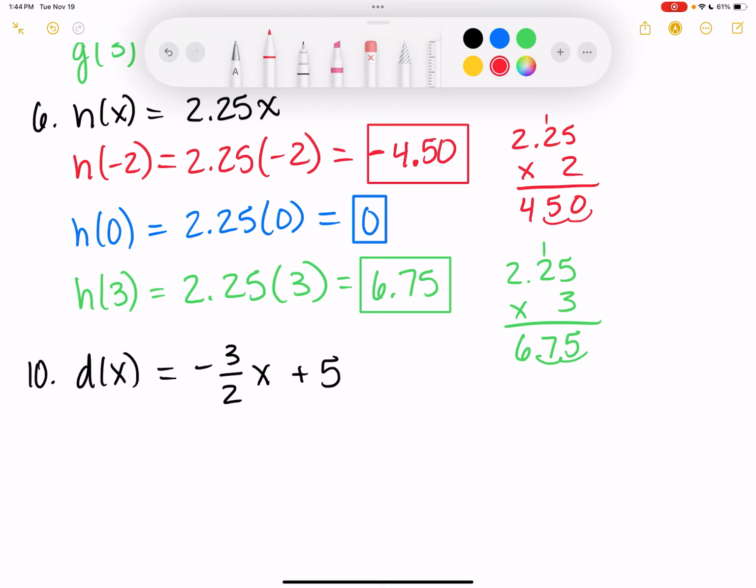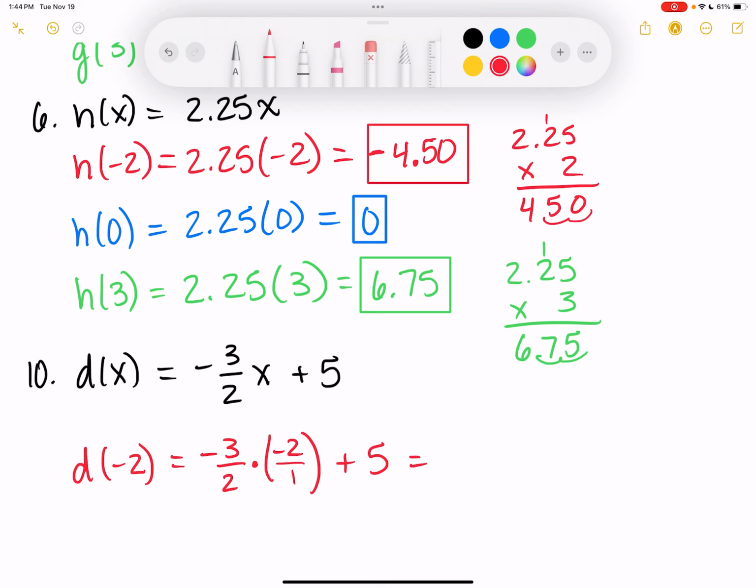So negative 2 is getting plugged in first. So d of negative 2 equals, I've got negative 3 over 2 times negative 2. If you want, since that's a fraction, to put it over 1 to help you to visualize it, you can do that. Plus 5. What happens here with this first piece?